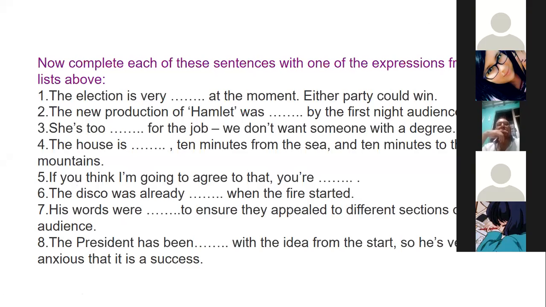The house is closely for the job. Okay, maybe closely situated? Closely situated, right? Because it says it's 10 minutes from the sea and 10 minutes to the mountains. Okay, very good. Thank you, Christian.